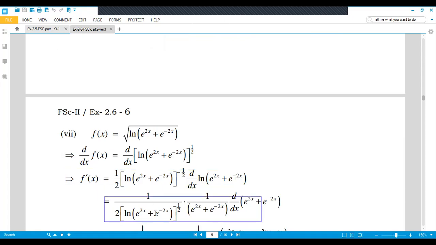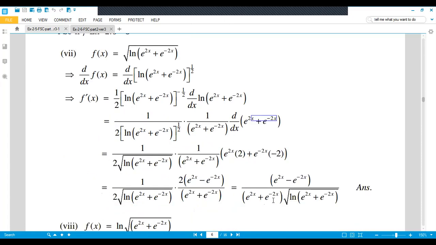So 1 over 2 into natural log of e power 2x plus e power minus 2x, to the power minus 1 over 2. Further the derivative of this natural log, so 1 over that value, and then the derivative of e power 2x plus e power minus 2x.